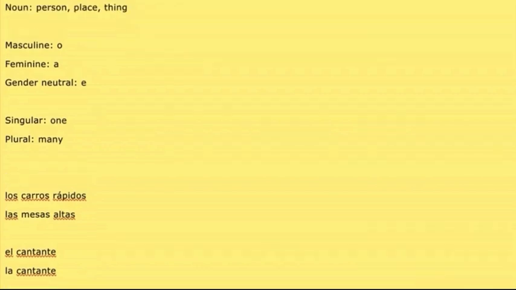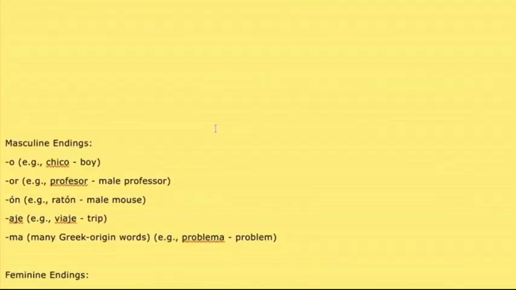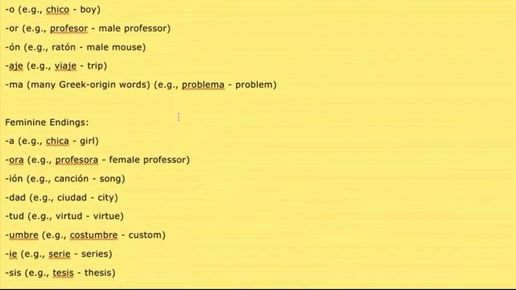But with the objects, overall, what you can do is if you have an O, it'll likely be masculine. If you have an A, it'll likely be feminine. If you have an E, you probably have to memorize it. And then here are going to be all the other endings as well, if you'd like to take a look at these.